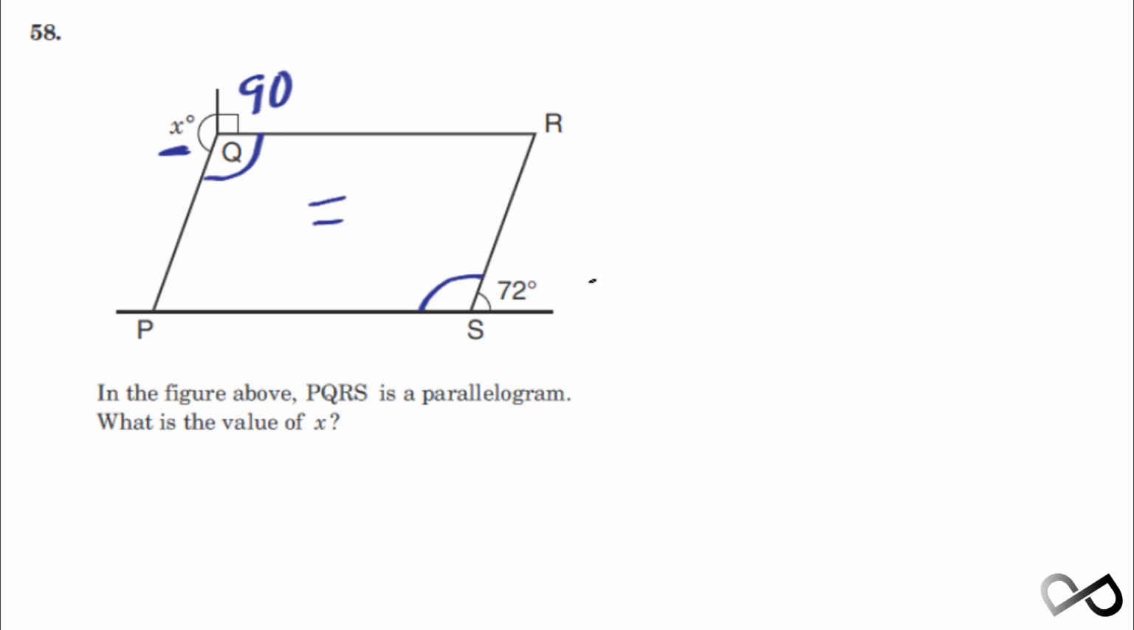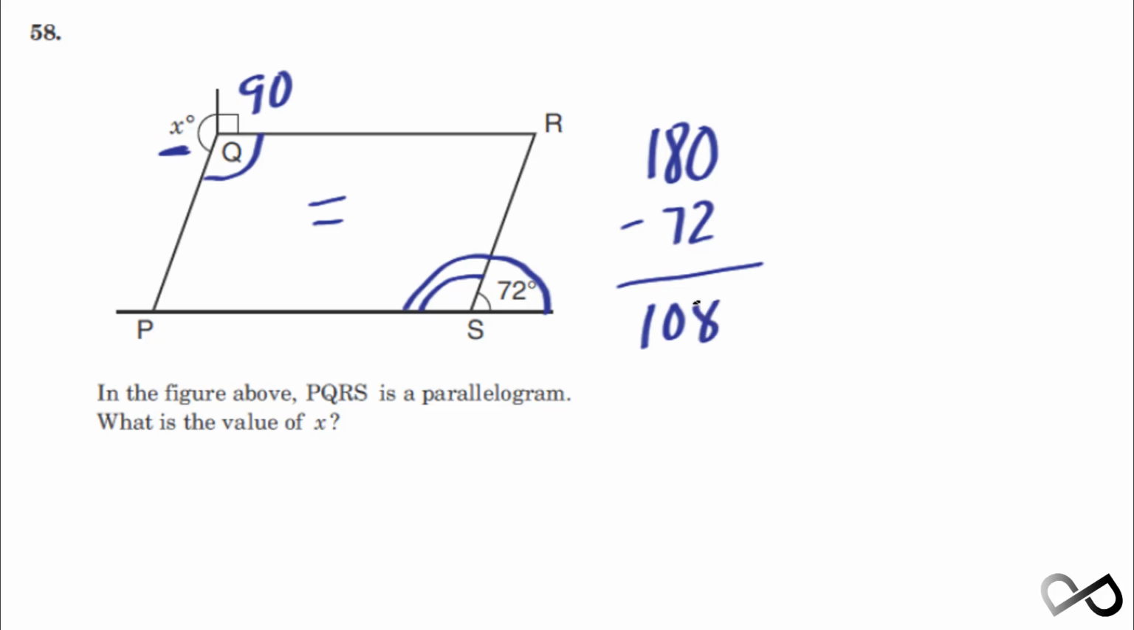Okay, so what we're going to do is 180 minus 72, because we have a straight angle over here. We have a straight angle there, so that's 180 degrees. So 180 minus 72, that's going to give us 108. We know that this is 108.